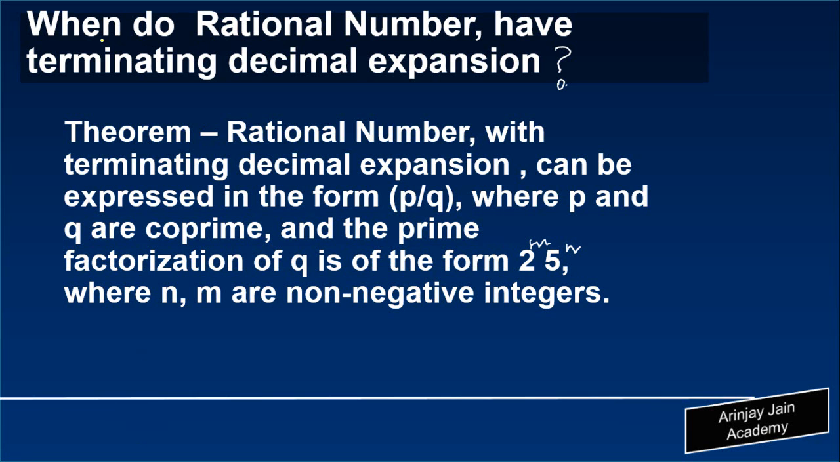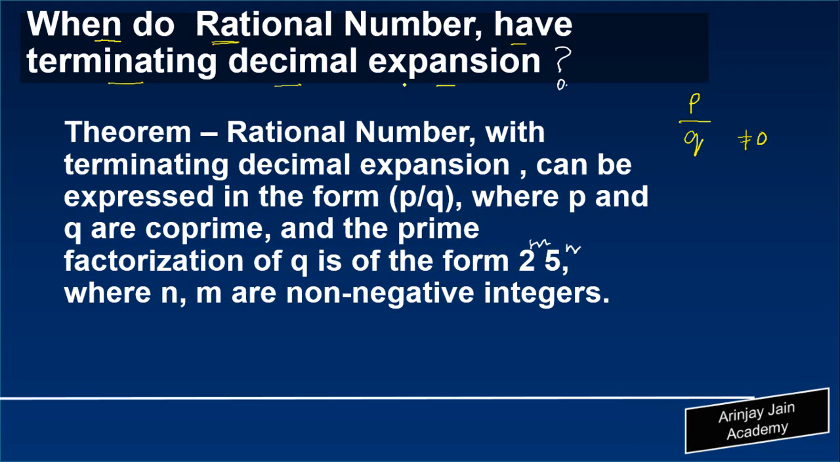In this video, we are going to understand when rational numbers have terminating decimal expansions. We all know what rational numbers are. Rational numbers are numbers which can be expressed in the form p upon q, where p and q are integers and q is not equal to 0. So when can we say that a rational number will have a terminating decimal expansion?